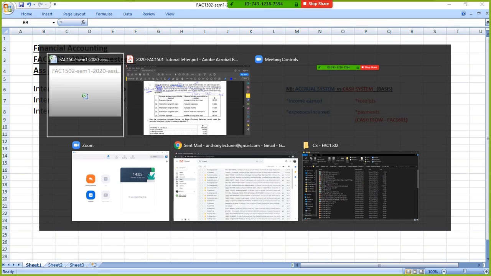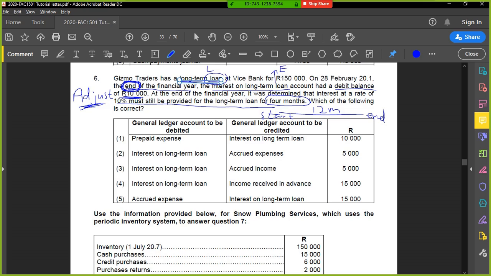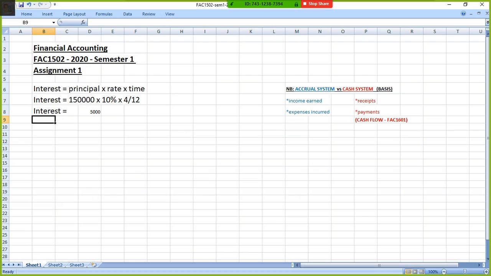Okay, so how much do we need to still apply in terms of the total? For 4 months, we said the interest rate was 10%. 5,000 is the portion that's outstanding. Oh, okay. Does that make sense? Yes. Okay, because that's the 4 months. Have a look at this.